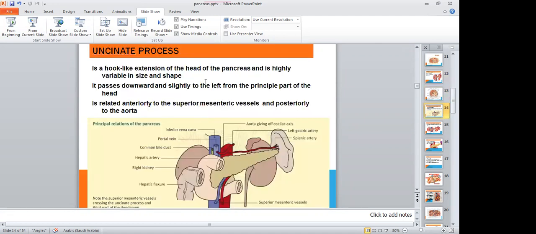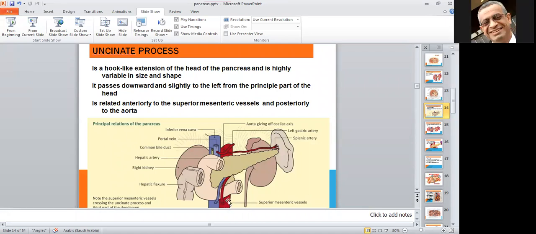The uncinate process is a hook-like extension of the head of the pancreas, highly variable in size and shape. It passes downward and slightly to the left from the principal part of the head and is related anteriorly to the superior mesenteric vessels and posteriorly to the aorta. Again, this is the head, and this inferior projection is the uncinate process, anteriorly related to the superior mesenteric vessels and posteriorly to the aorta.